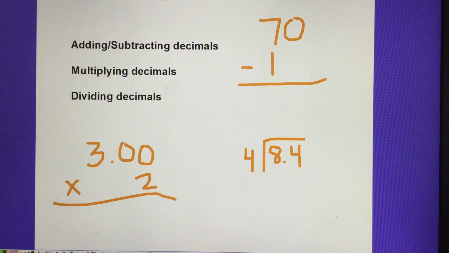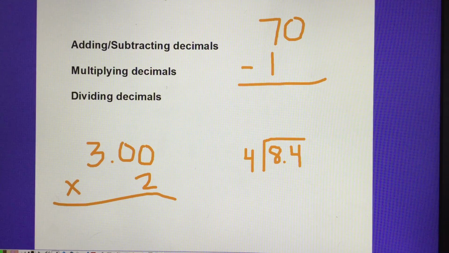Hey, sixth grade, our next few assignments, workbook 116, 128, and 134, are lots of review: adding and subtracting numbers, multiplying and dividing numbers. I just wanted to give you a quick review on decimals, okay?